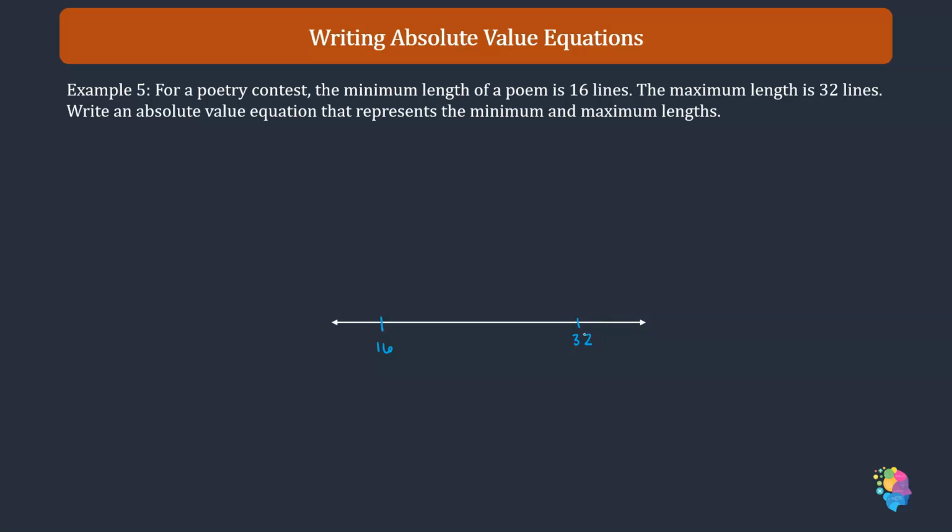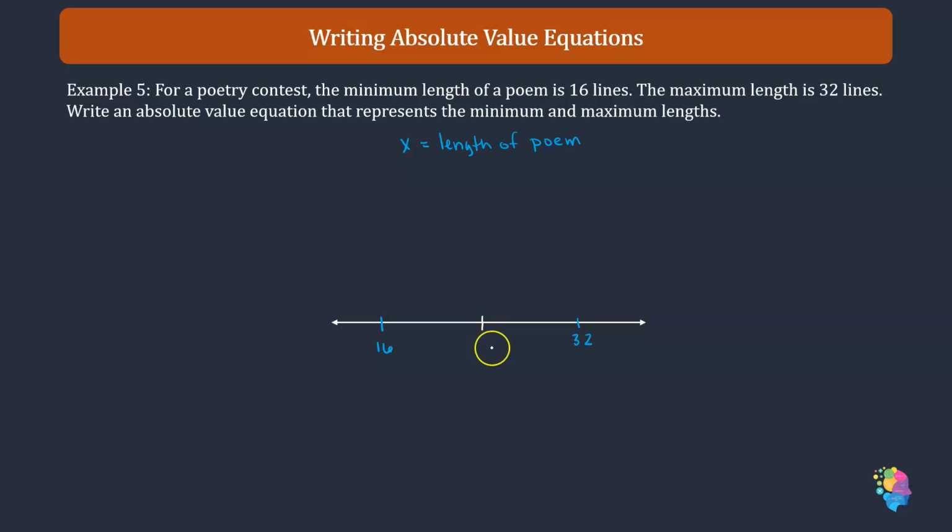So remember that an absolute value measures distance. In this case, it's going to measure the length of a poem. So I'm going to let x equal the length of the poem. So notice how now our numbers are 16 and 32. The 0 is not between them, but we can find the middle to act like our pretend 0.